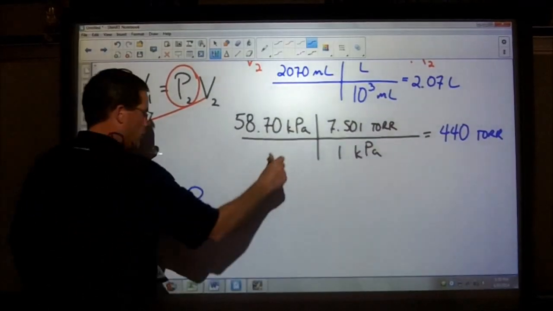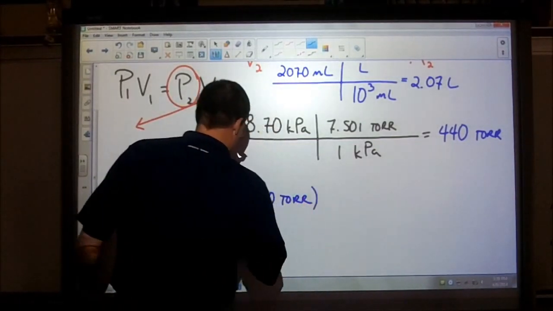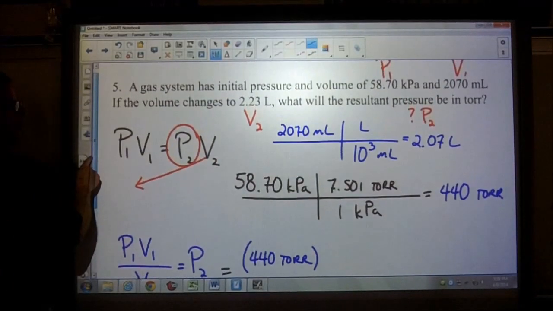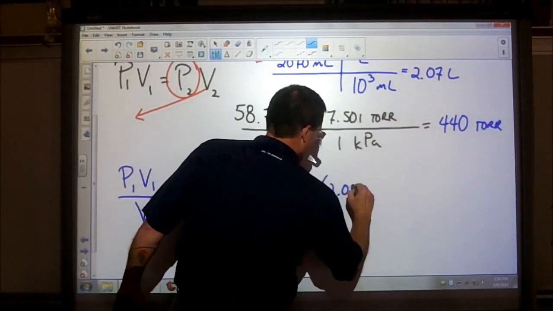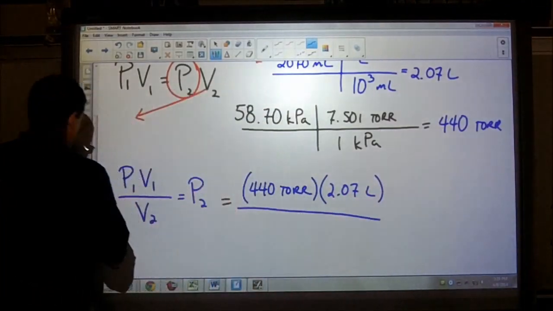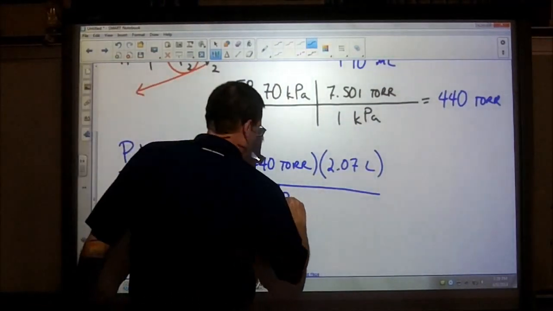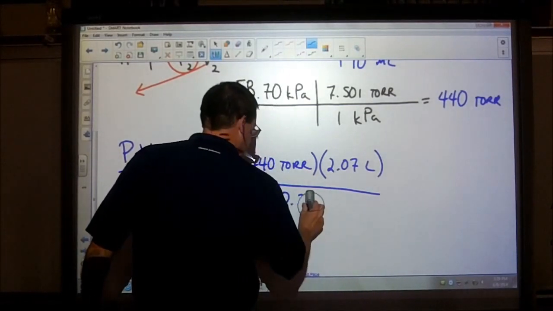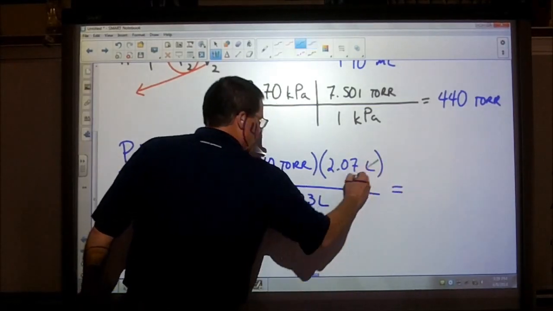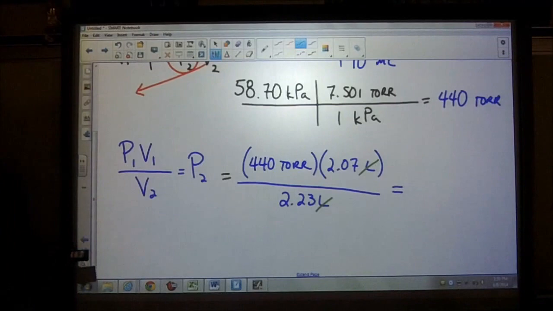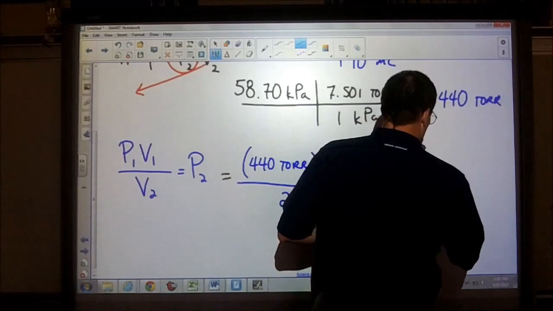So our initial pressure, which is the 440 torr, and the initial volume is the 2.07 liters. And my final volume was 2.23. And what units cancel? The liters go away. We're left with torr, which the question is asking for, which is nice. And that's giving me 409 torr.